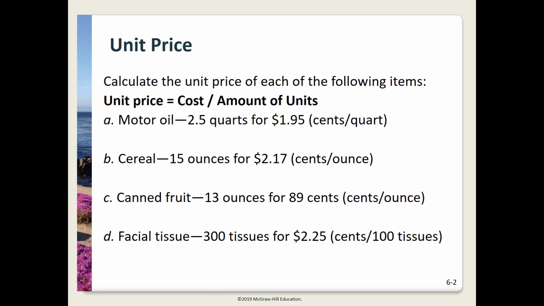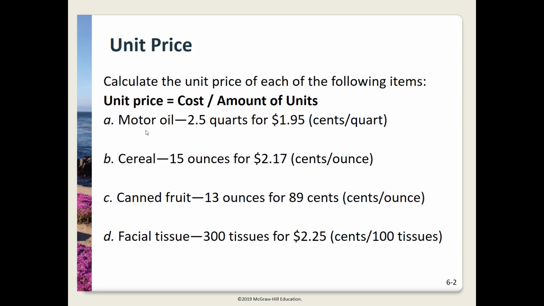In our next example, we're looking at unit price. So you're going to be asked to calculate the unit price of each of the following items. So the formula that we'll use for the unit price is the cost divided by the amount of units. So here you actually want to be really careful on how you're entering the answer because it has to be in a particular unit of measure.